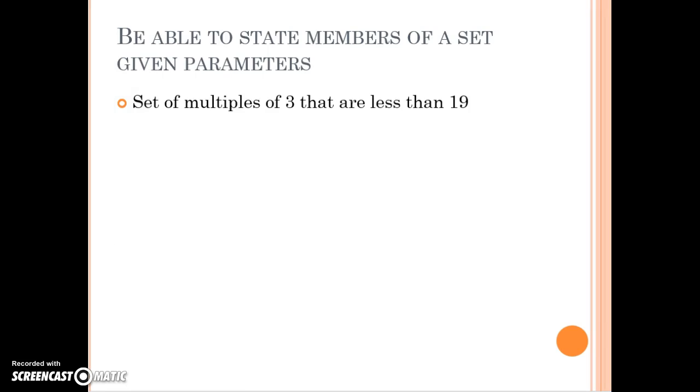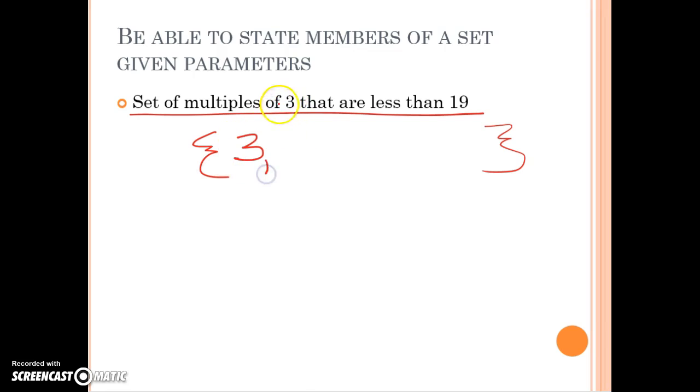Be able to state the members of a set given a specific set of parameters. For example, if you are given the criteria of a set that is multiples of 3 that are less than 19. So I've put my little set bars up here. We need multiples of 3. 3 times 1 is 3. 3 times 2 is 6. 3 times 3 is 9.